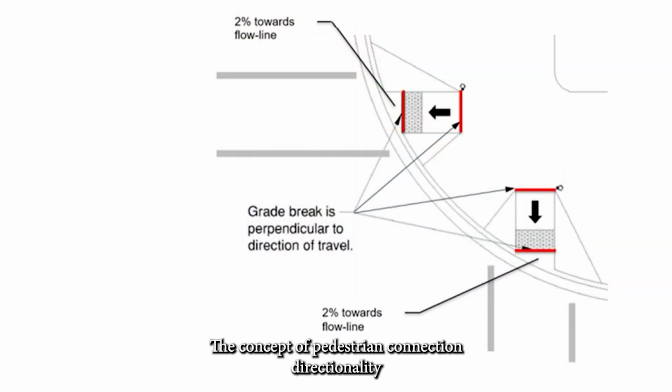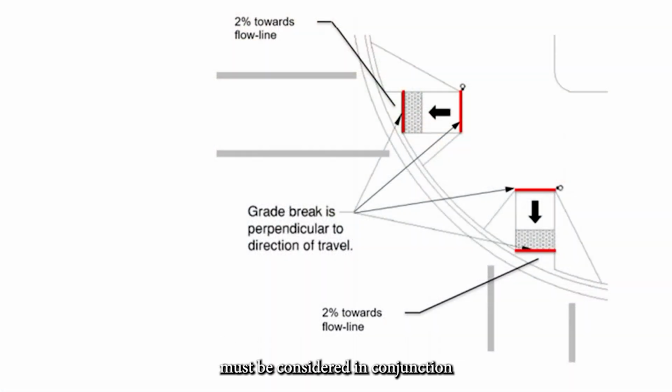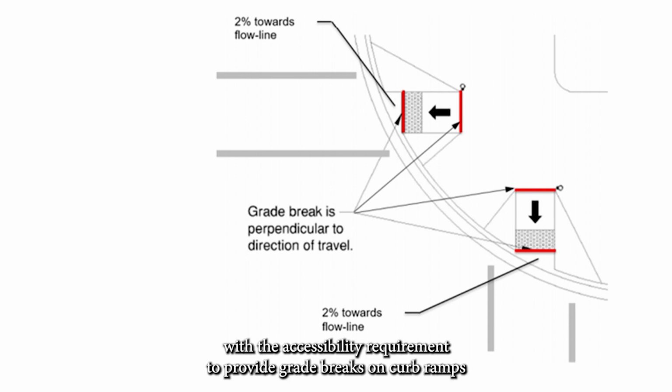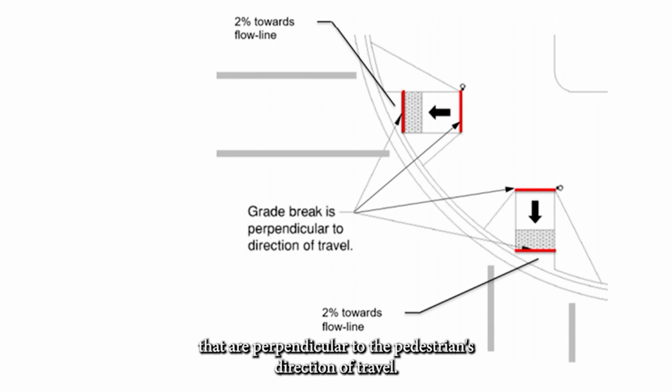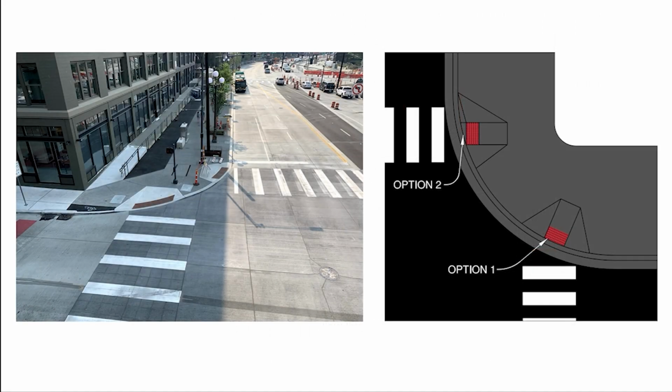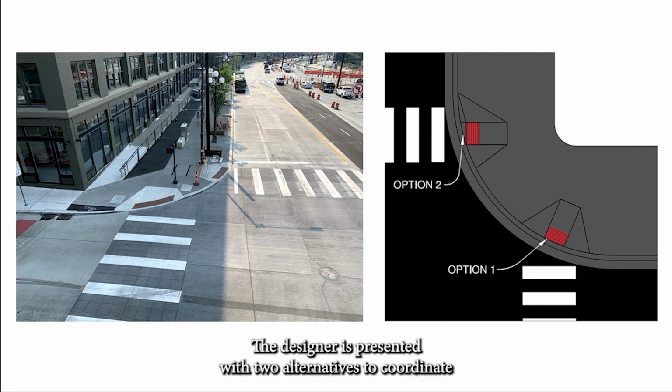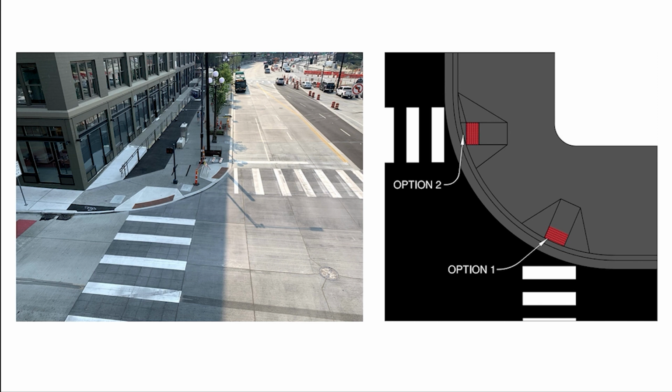The concept of pedestrian connection directionality must be considered in conjunction with the accessibility requirement to provide grade breaks on curb ramps that are perpendicular to the pedestrian's direction of travel. The designer is presented with two alternatives to coordinate pedestrian connection directionality and grade breaks to ensure compliance.